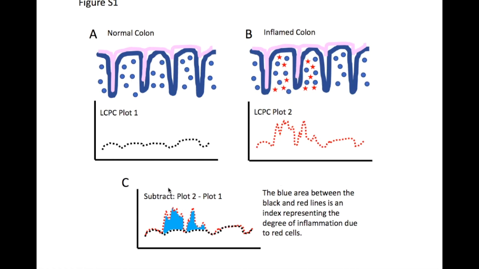So this is, I think, a very useful metric for quantifying changes in morphology, changes in the composition of cells in a biological system, or really any image in which you want to quantify spatial changes.